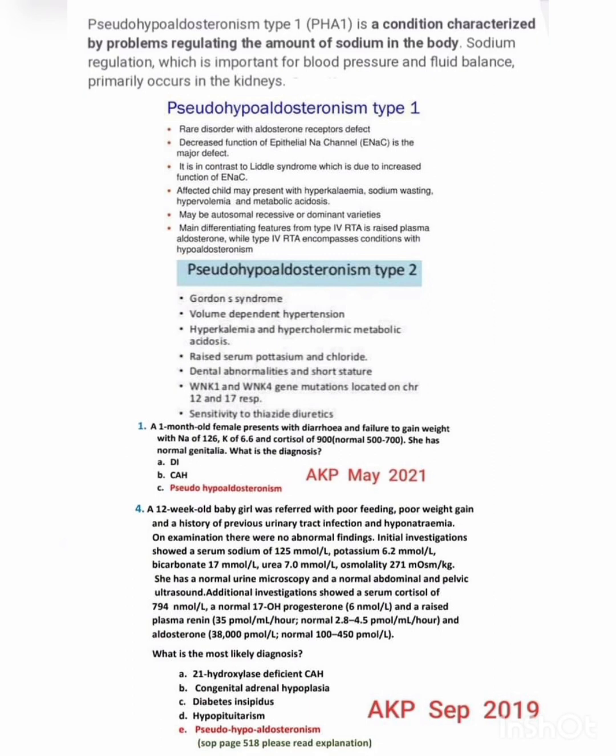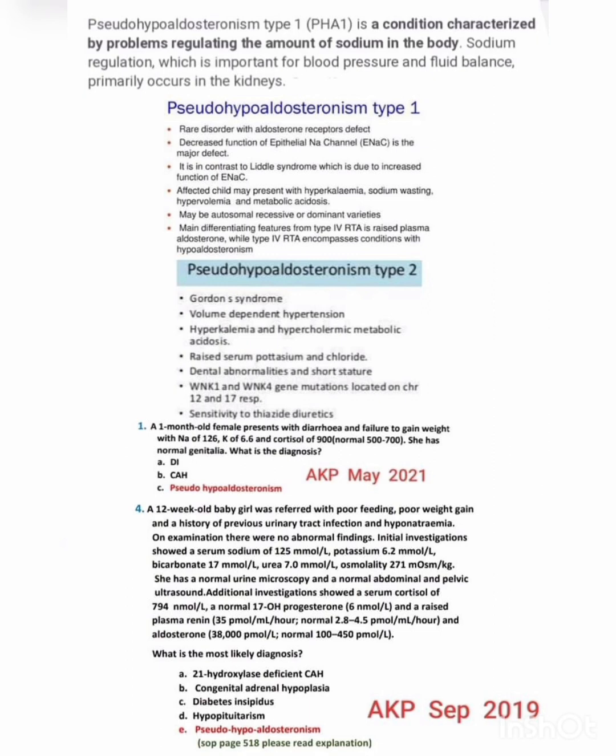Decreased function of the epithelial sodium channel, ENaC, is the major defect. It is in contrast to Liddle syndrome, which is due to increased function of ENaC. An affected child may present with hyperkalemia, sodium wasting, hypervolemia, and metabolic acidosis. It may be autosomal recessive or dominant varieties.